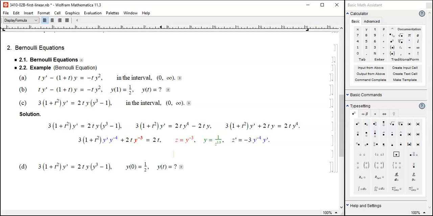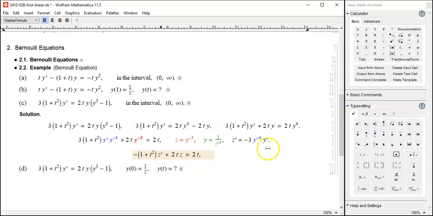So substitute everything in, what do you get? We have this negative sign, so we do need negative 3 times (1 plus t squared) z prime plus 2t z is equal to 2t, and there goes your first order linear differential equation. And you can use the method of integrating factor to solve it, but before that, of course, you'll have to change it into the standard form.